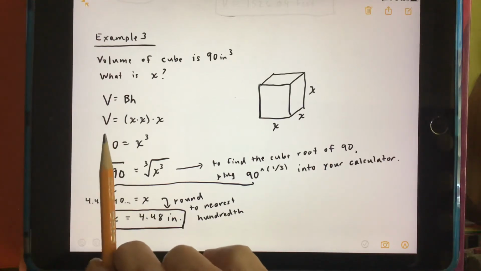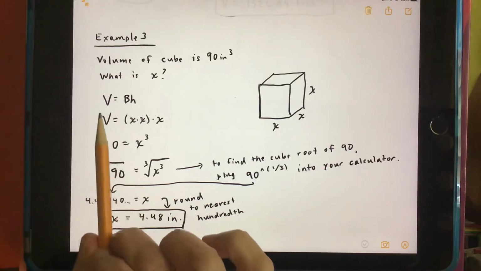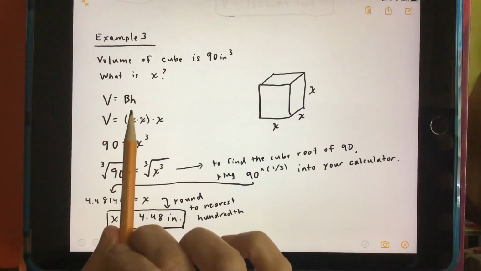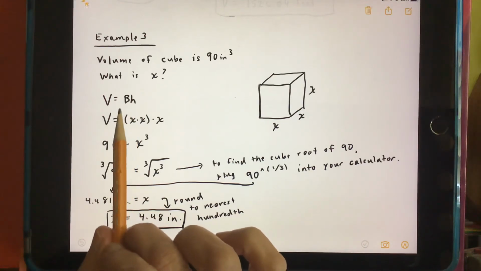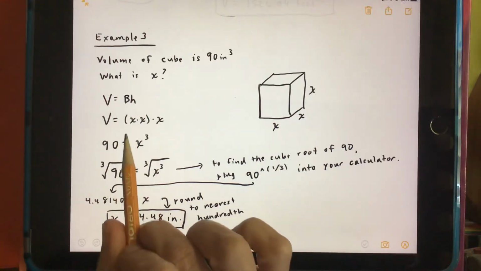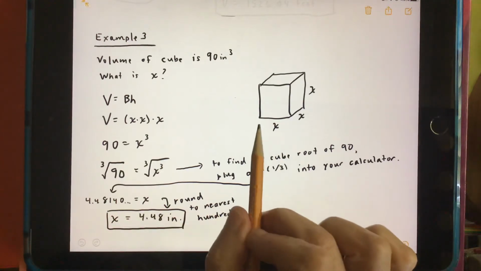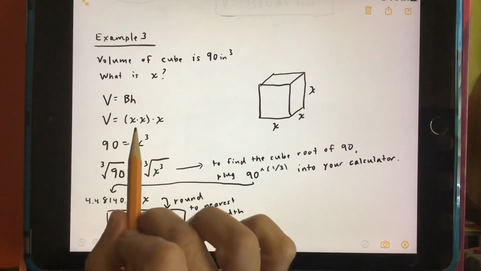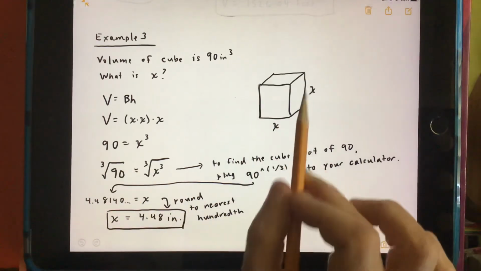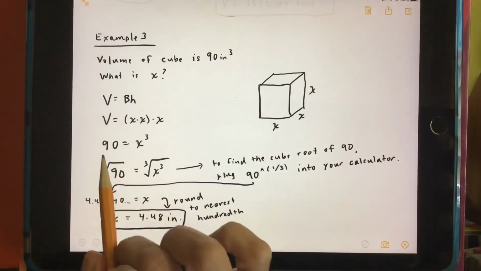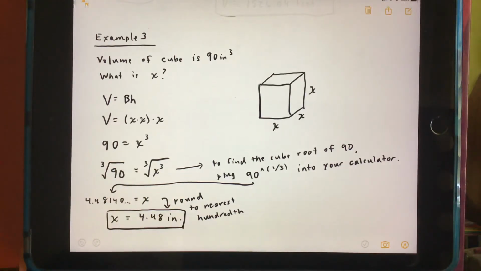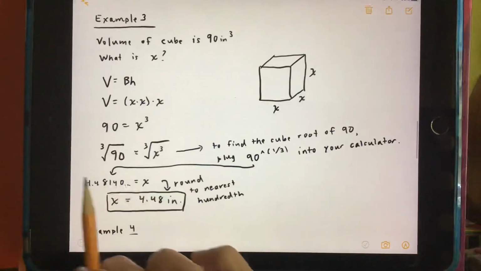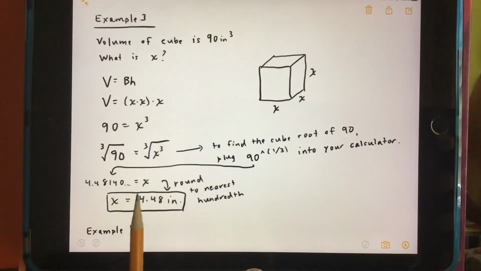Well, let's go back to our formula for the volume of a prism, and that will be volume is base times the height. Well, in this case, our base and our height will be filled in with x times x times x. The base, which is the square on the bottom, is x times x. That's our B, x times x. Length times width is the area of the base on the bottom or the top. And our height is x. And we're told the volume is 90, so 90 is equal to x cubed. And then we're going to take the cube root of both sides, and that's going to give us our x.